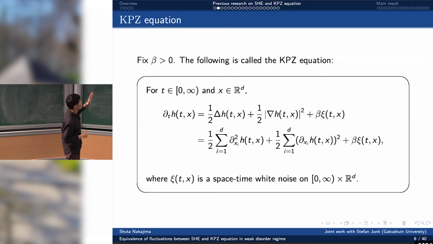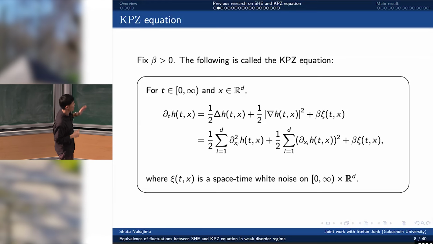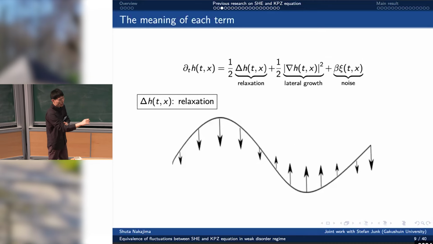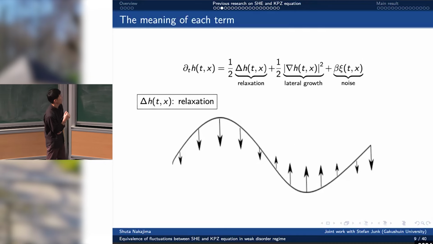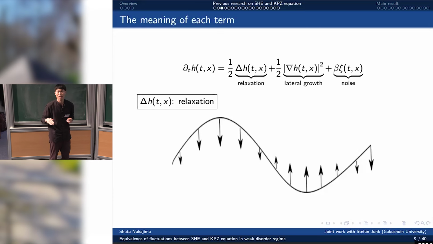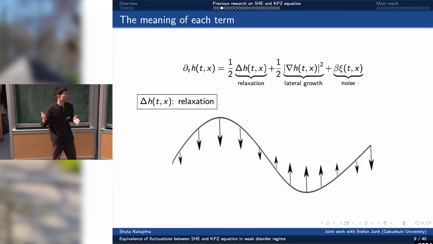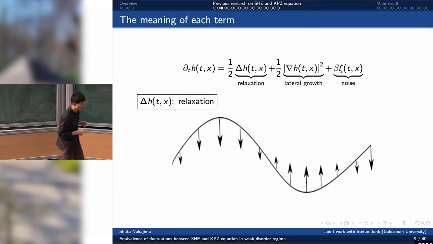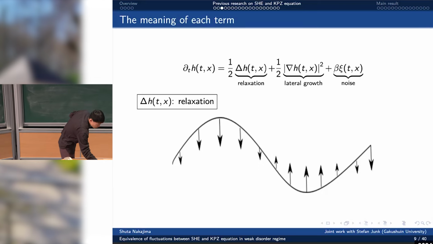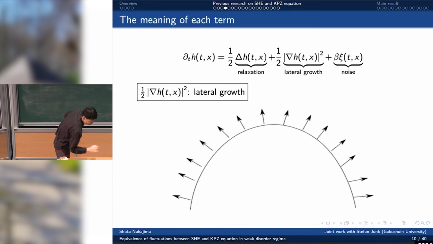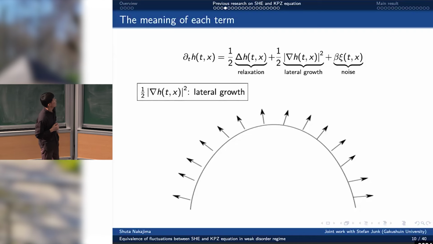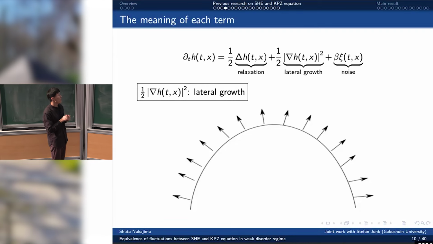Okay, I want to explain these terms on the right-hand side. The first term is called relaxation. It means that the interface gets flattened and flattened. So this is a typical picture of relaxation. The second one is called lateral growth, and it means that the interface grows, but the shape doesn't change so much.